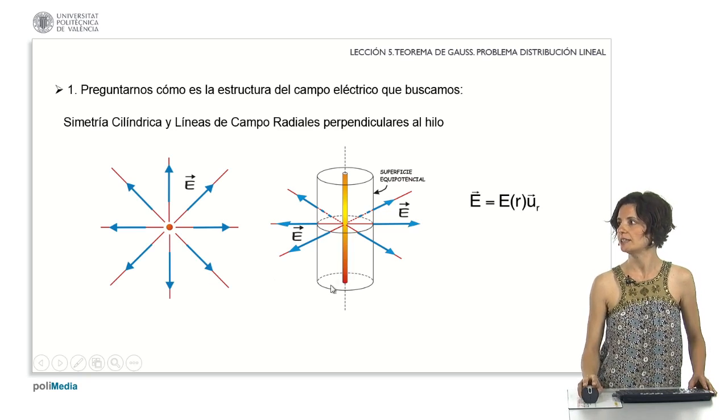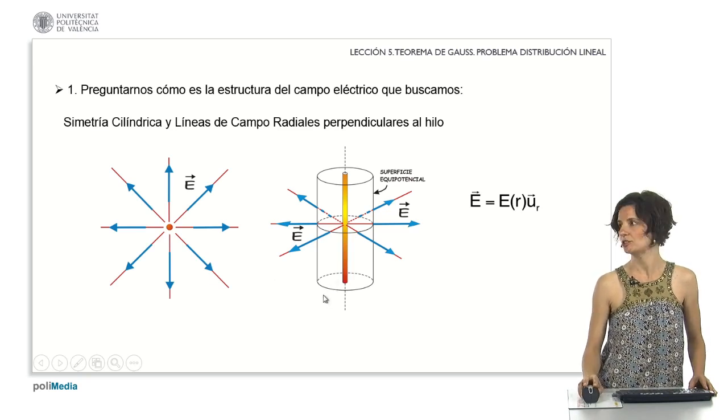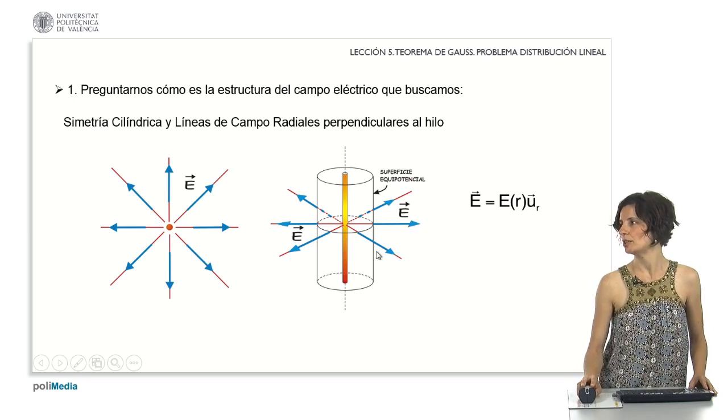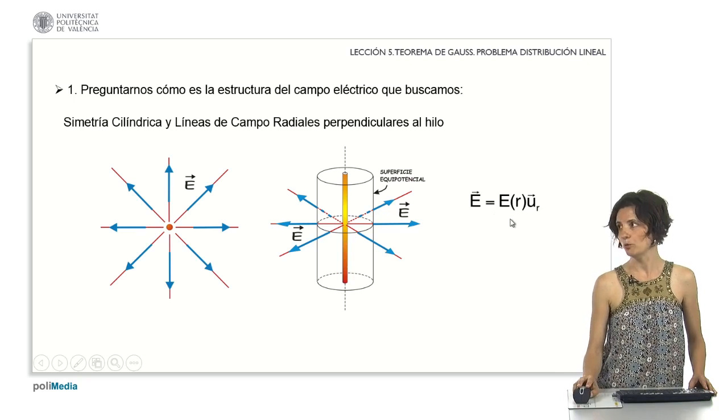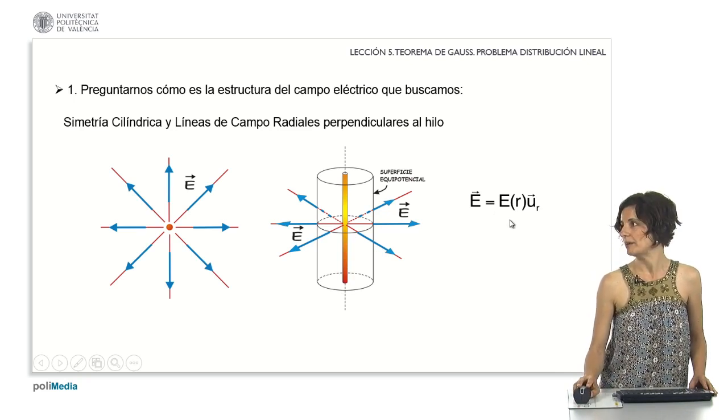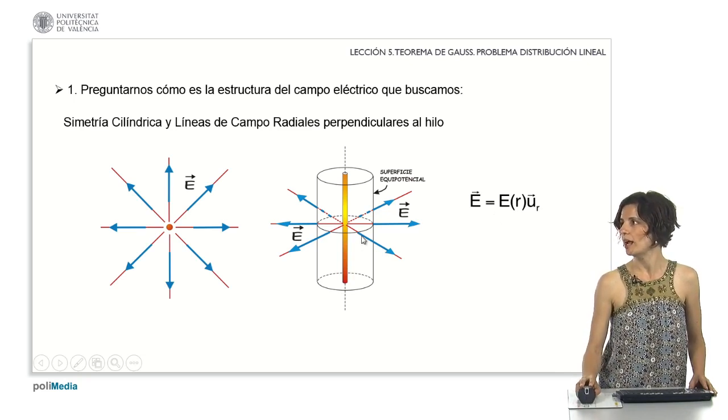On the right, we see the representation in 3 dimensions and observe that the electric field is contained in a plane perpendicular to the wire. The modulus of the electric field will depend on the distance r to the center, to the distribution.